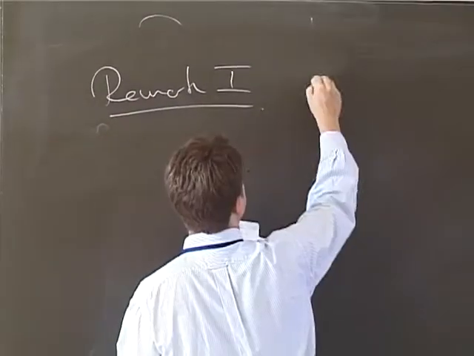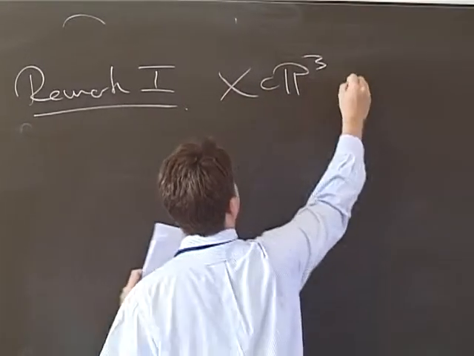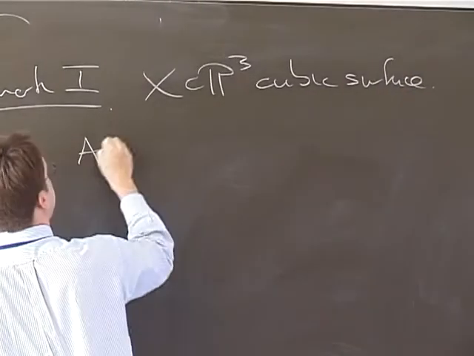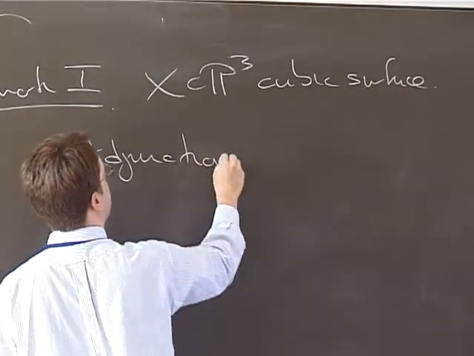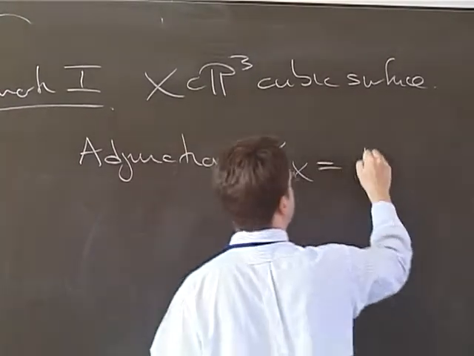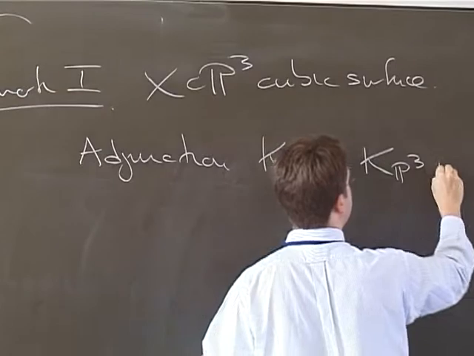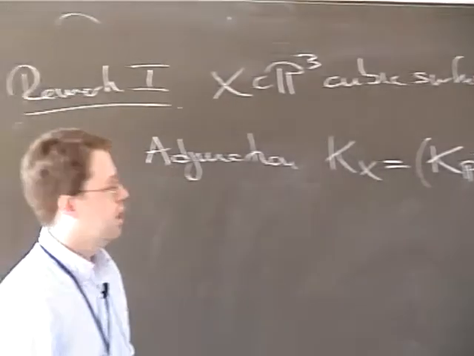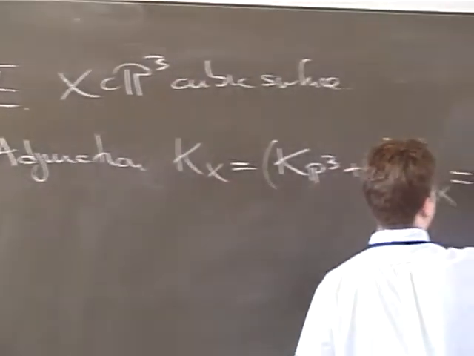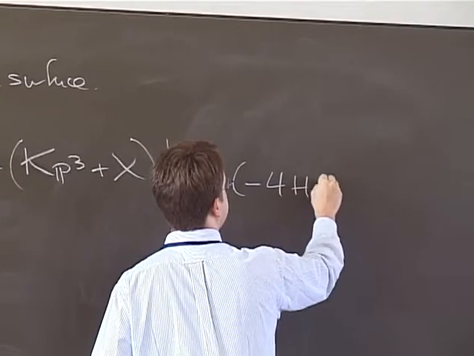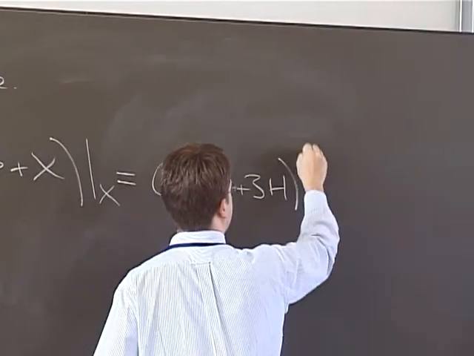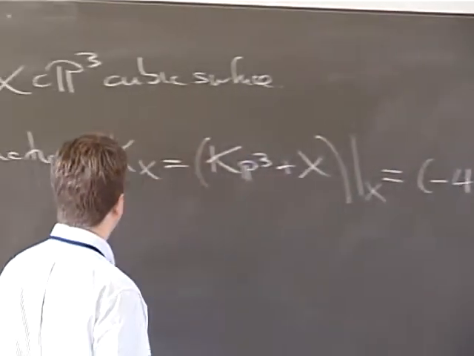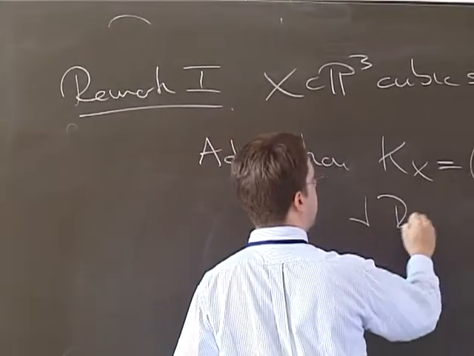is that if I look at X in P3, this cubic surface, we have by adjunction that K of X is equal to K of P3 plus X restricted to X, which is just equal to minus 4 times a hyperplane class plus 3 times a hyperplane class, which is minus a hyperplane class restricted to X. So this is a del Pezzo surface.